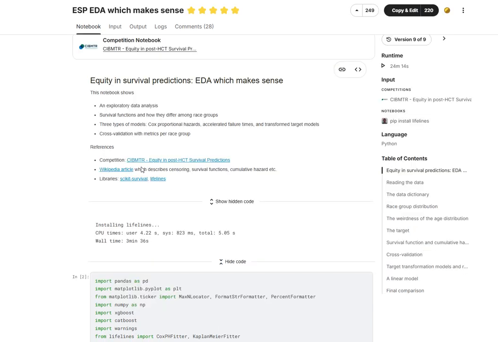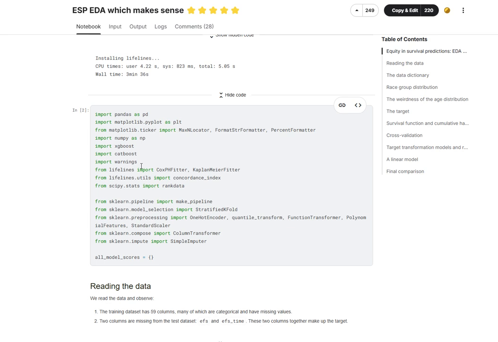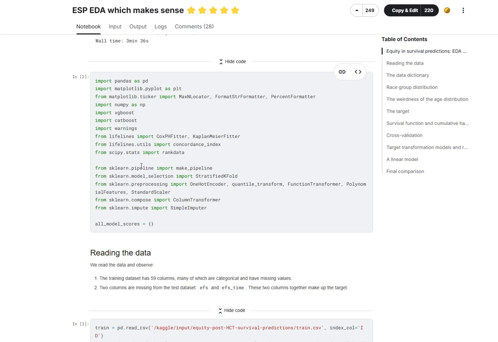Let's jump in. Equity in survival predictions, EDA, which makes sense. The goal here is to make sure our predictions are equitable, meaning they work well for all racial groups, not just one. First up, we see the usual Python library imports for data manipulation, plotting, and some specialized libraries for survival analysis. We also have XGBoost and CatBoost, two popular gradient boosting libraries.